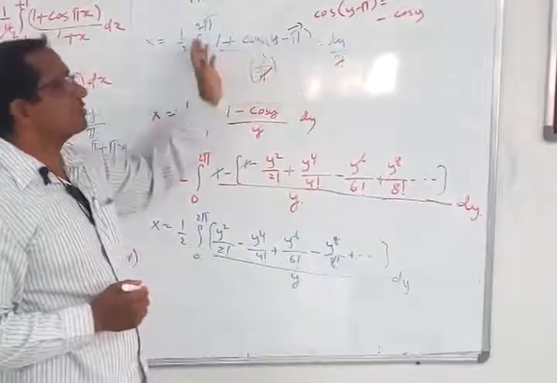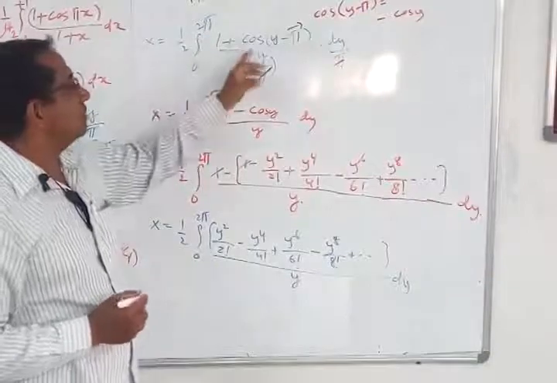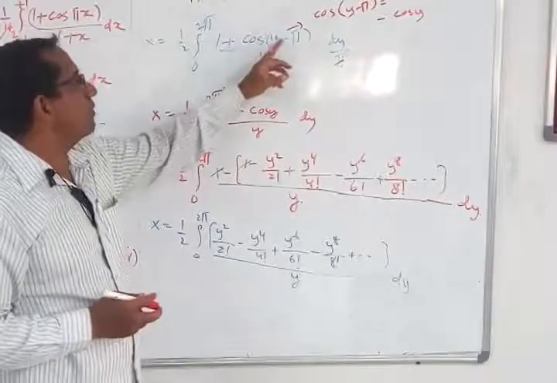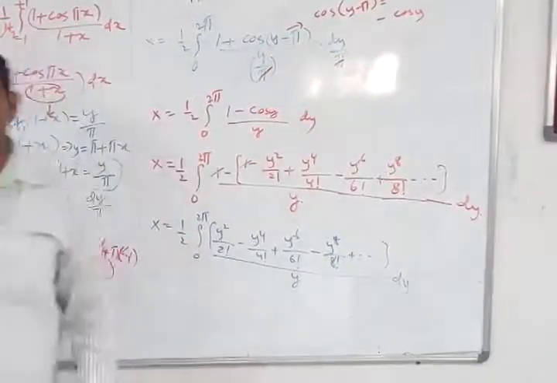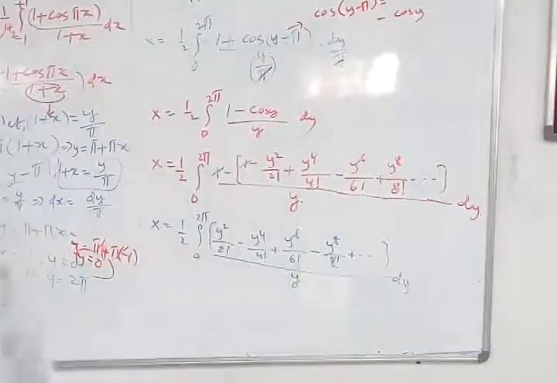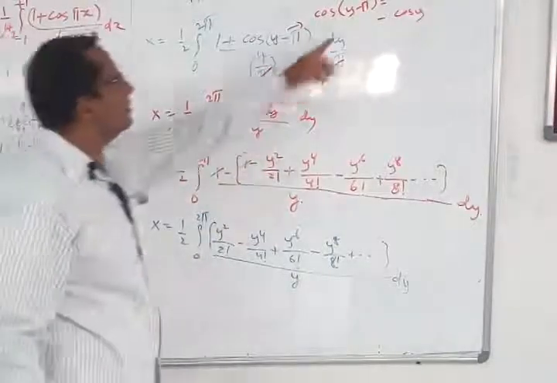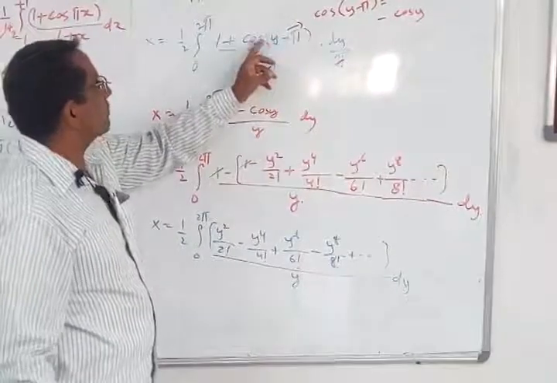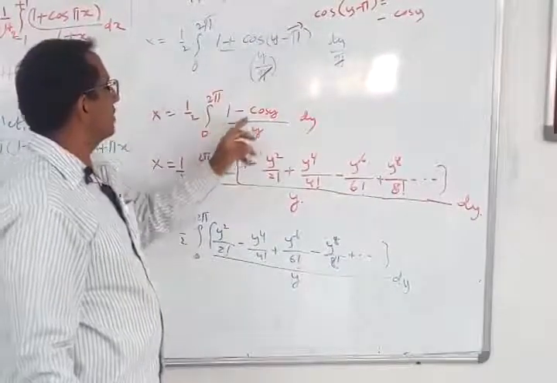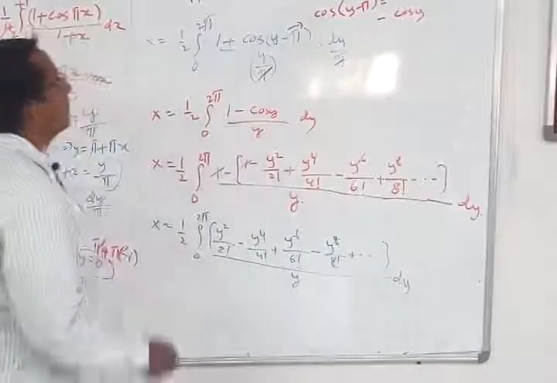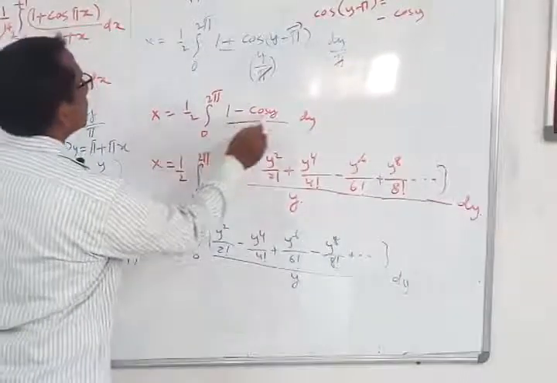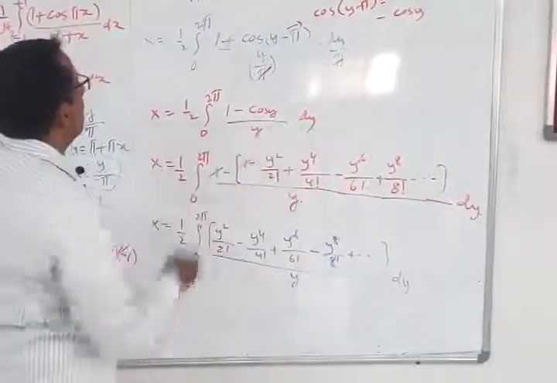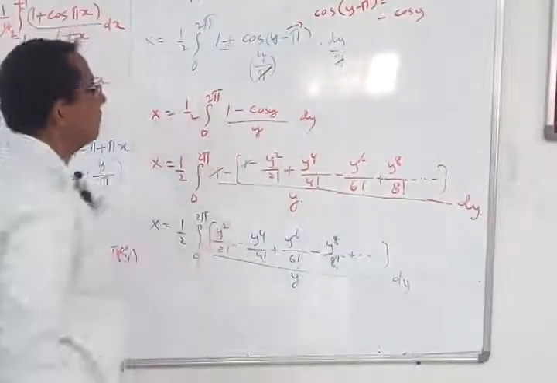I can take minus outside. So minus of, it is going to be cos of pi minus y. What is cos 180 minus theta? Minus cos theta. So therefore we are going to get minus cos y. So the equivalent expression for cos y minus pi is nothing but equal to minus cos y. So thereby I will be getting this as 1 minus cos y by y dy. Now I got all the terms with respect to y.